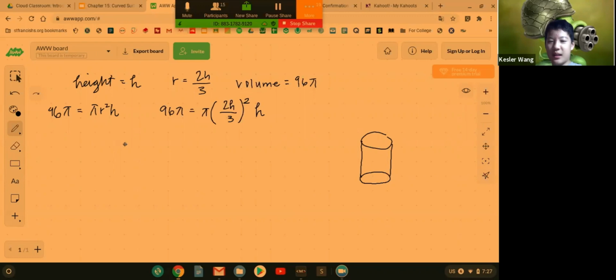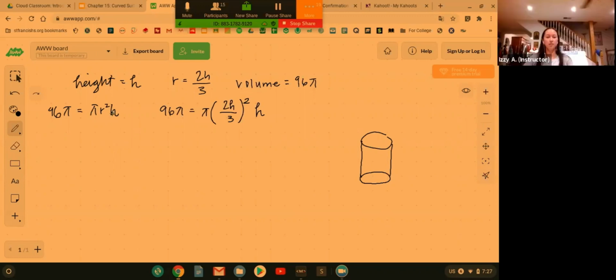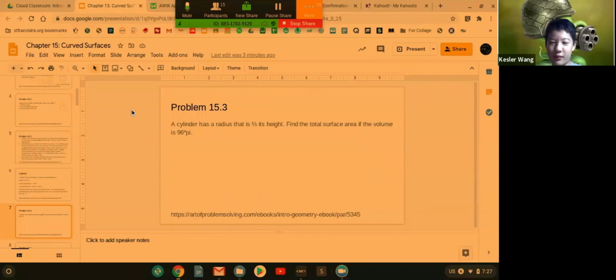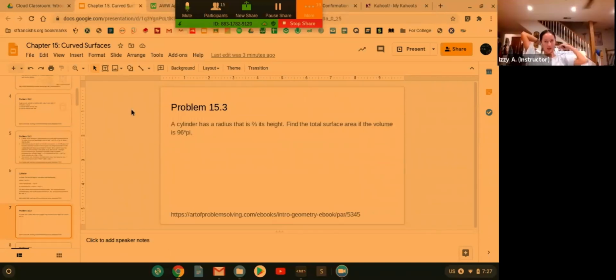Excuse me, could you go back to the question? The question was, a cylinder has a radius that is 2/3 its height. Find the total surface area if the volume is 96 pi.